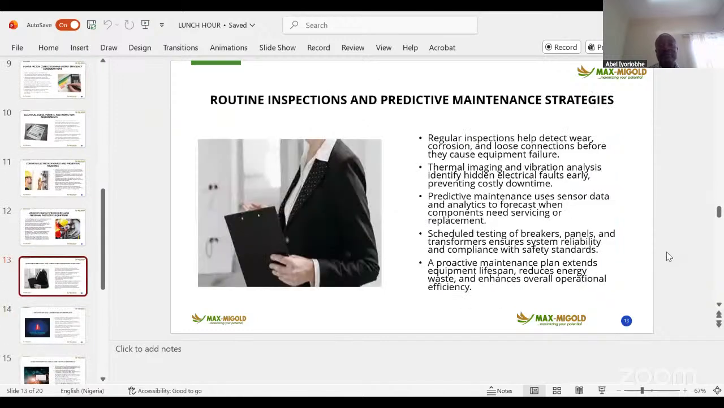Routine inspection and predictive maintenance. Regular inspection helps detect wear. When you carry out inspection very well, it helps you to detect wear, corrosion, and loose connections before they cause equipment failure. So equipment doesn't just develop faults overnight. It's not rocket science. You have to ensure you do inspection on a regular basis to detect any abnormalities associated with your equipment.